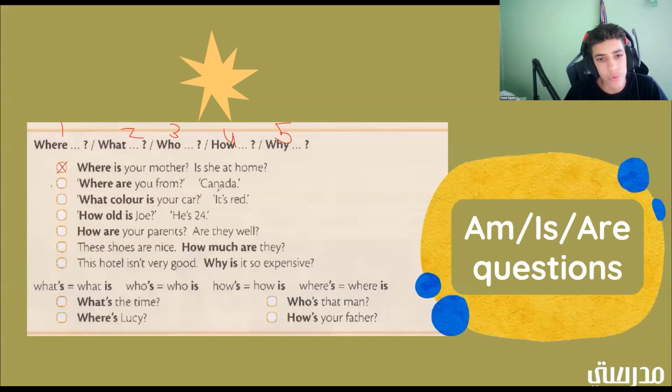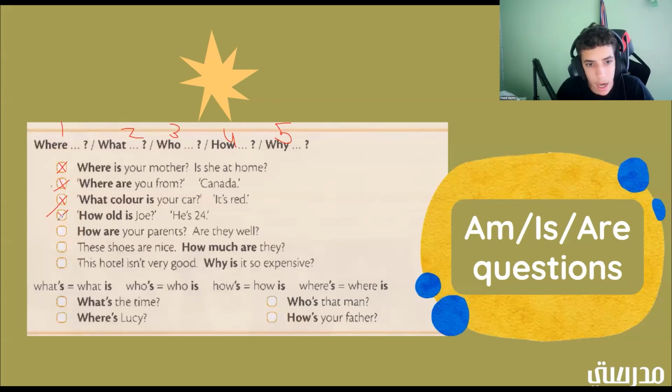Okay, where are you from? Canada. So where are, what group would that be part of? 1. All right, good job. What color is your car? It's red. What color? What group would that be part of? 2. Good job. Okay, how old is Joe? He's 24. How old? Which one is that one? It's 3. Oh, no, it's 4. How old is Joe? It starts with how, so it would be 4.